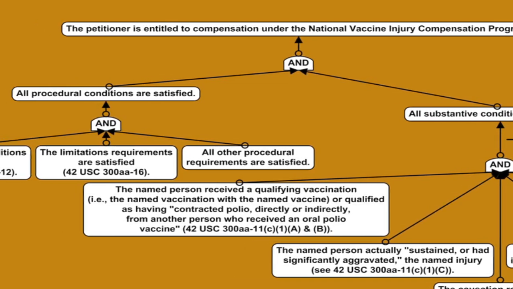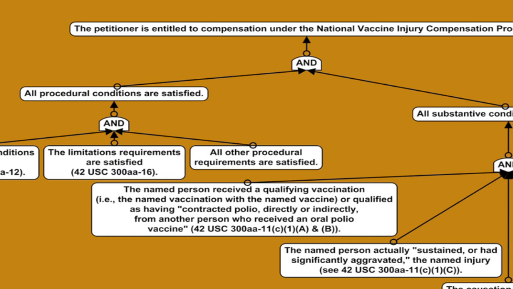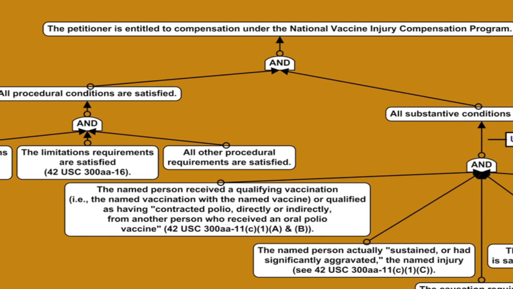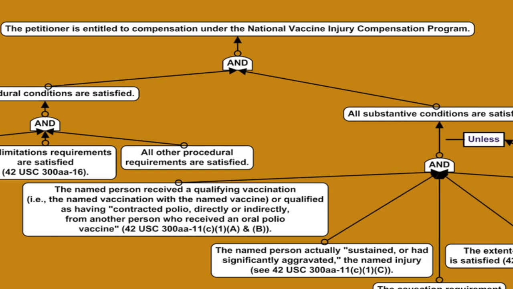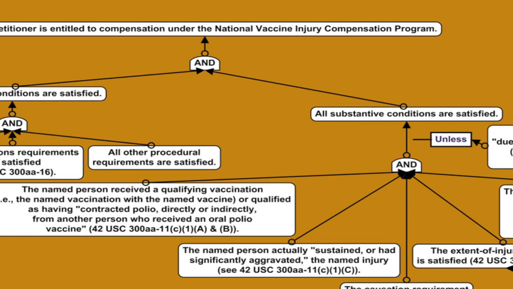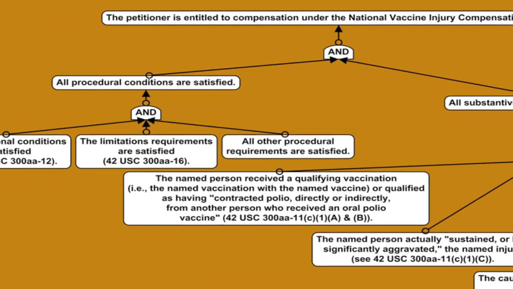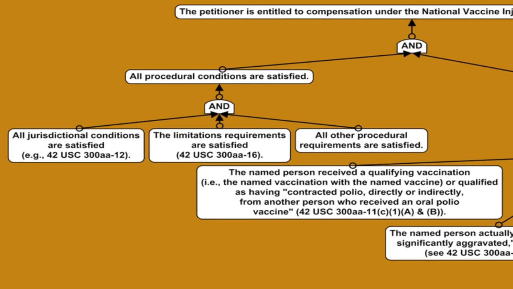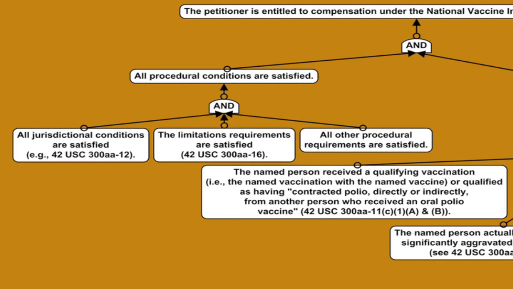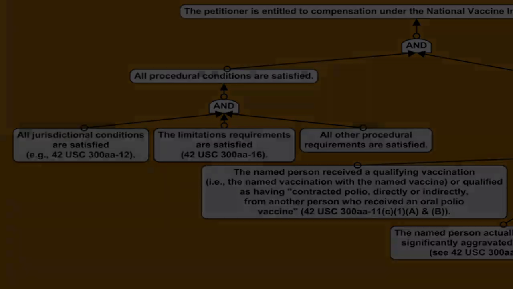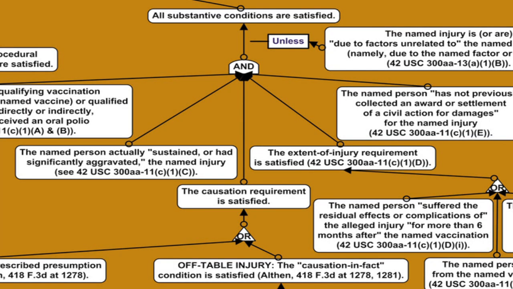Whether or not this ultimate proposition is true depends upon the truth of two kinds of conditions. First, that all procedural conditions are satisfied, and second, that all substantive conditions are satisfied. Although the procedural conditions are not the focus of the lab's research, they include such things as jurisdictional conditions and limitations requirements. The lab's research focuses on the substantive conditions.